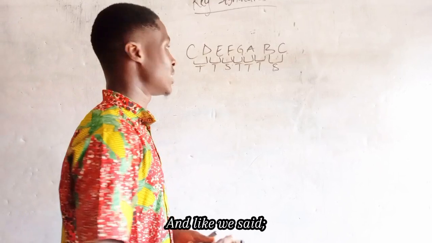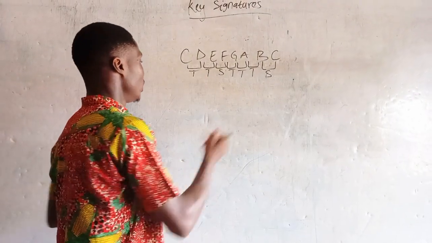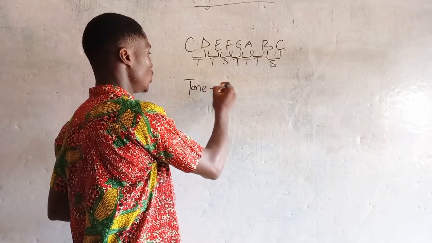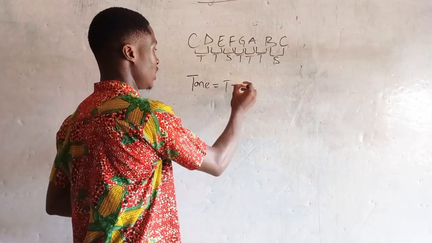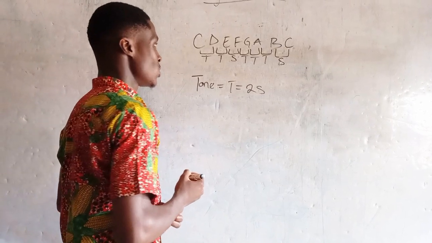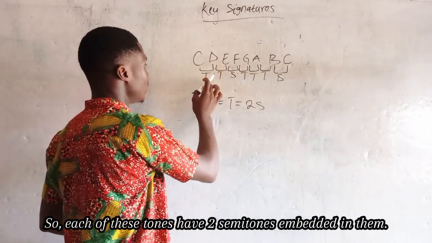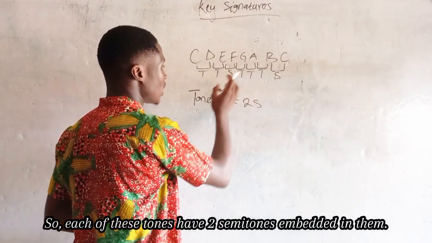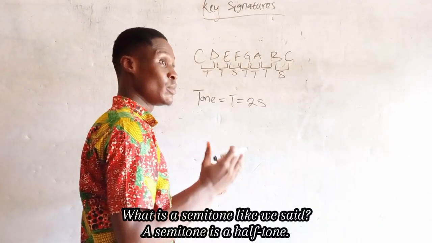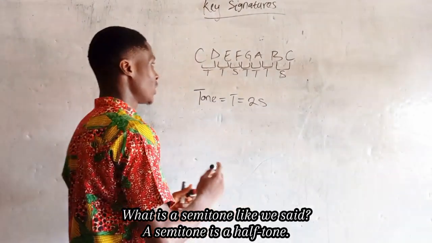And like we said, a tone, which is T as written here, equals two semitones. So each of these tones has two semitones embedded in them. What is the semitone that we said? Semitone is a half tone.